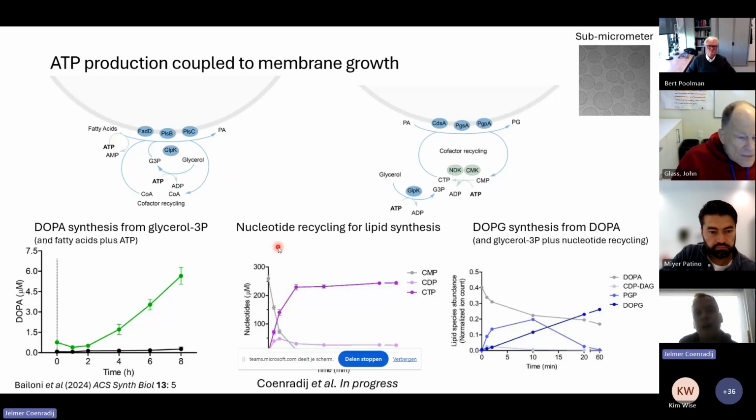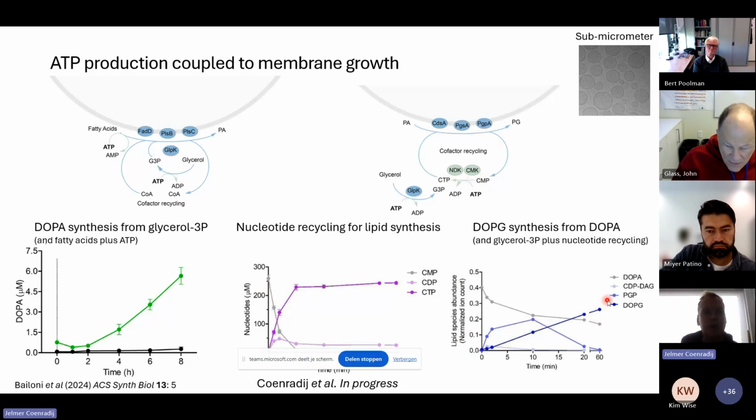And what I'm particularly working on is the conversion of PA to PG. PG is another type of phospholipid, also formed in an ATP-dependent manner. In the system, CTP is required and is released later on as CMP, which I can recycle back to CTP using two soluble enzymes in an ATP-dependent manner. Here I show that I have recycling of CMP, so I see that CMP decreases over time and CTP is increasing. And over time, I see the formation of DOPG. This is represented by this dark blue curve.